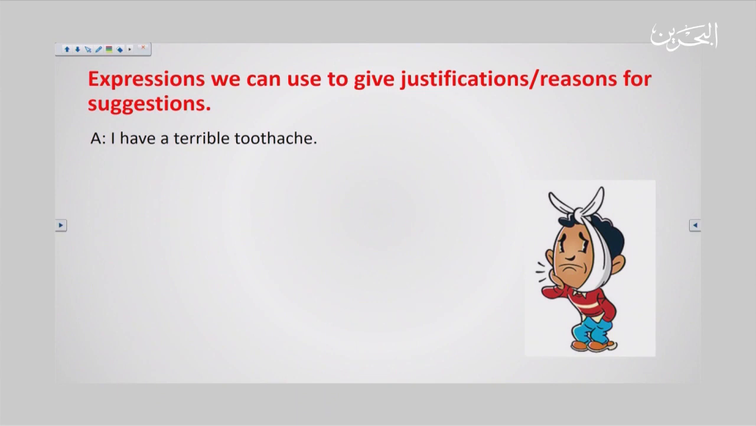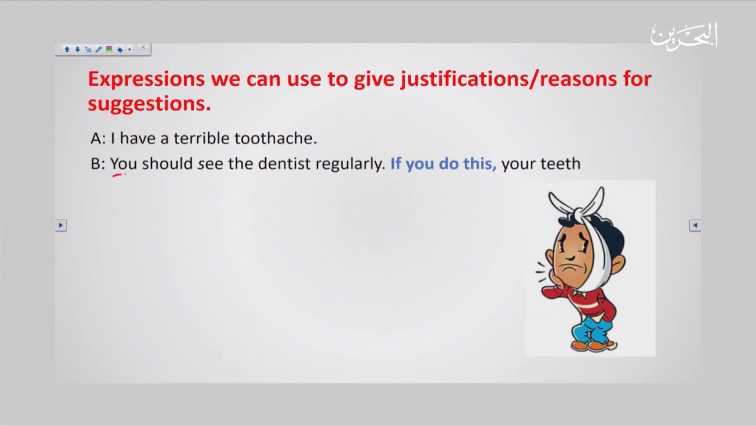And what was the suggestion before? It was "you should see the dentist." Again, this is the expression we used for the suggestion. And where is the expression that we use to give the justification and the reasons? Well, it's the one in the blue here. As you can see, if you do this, your teeth will be clean and healthy.